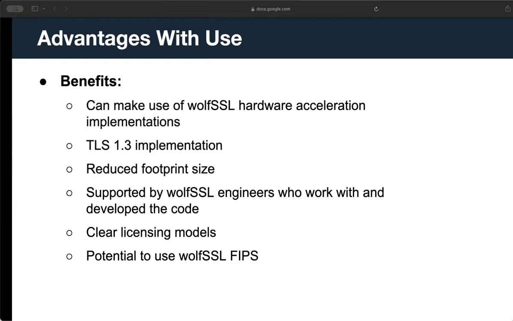wolfSSL has a clear licensing model. That's helpful in quite a few projects. We're dual licensed GPLv2, and then we also have a commercial license. And we own all of the IP of the library. It was written from the ground up by us. So it has a very clear licensing model. And then there's the potential to use wolfSSL FIPS. We have both a FIPS 140-2 certification and then a 140-3 in process.